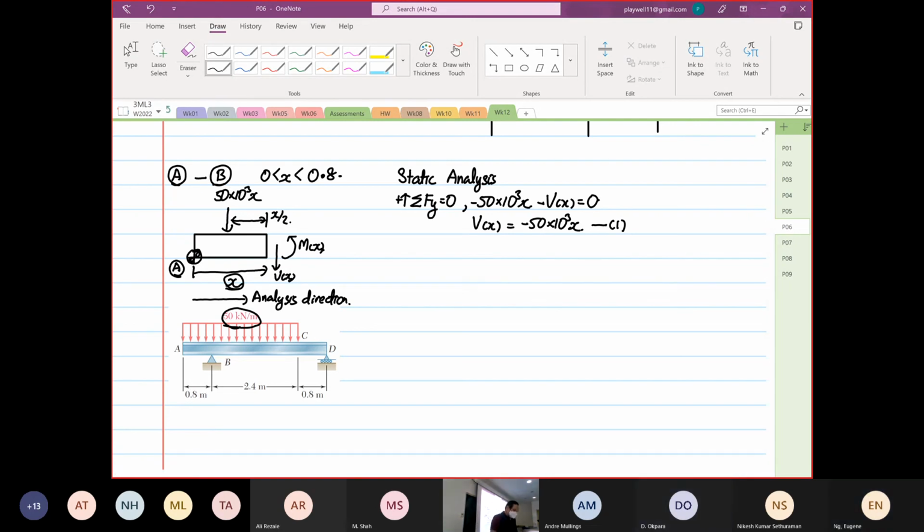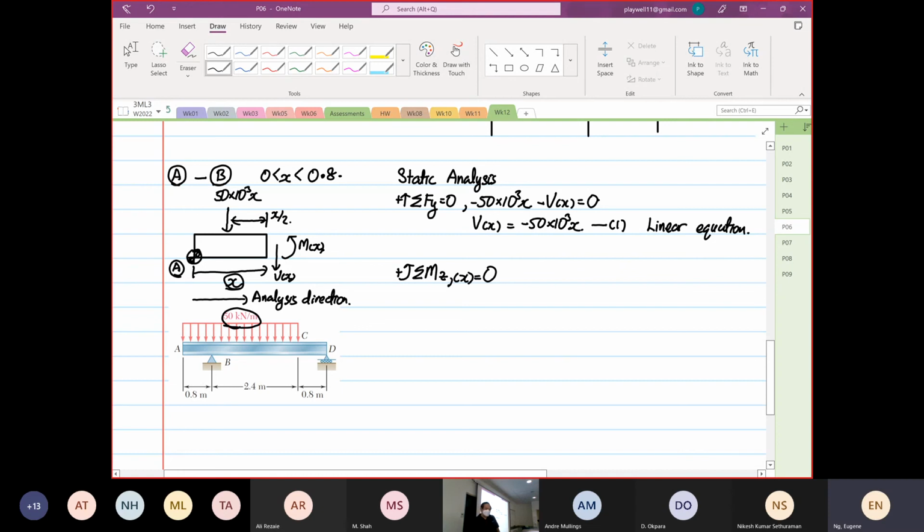Okay. Right. So we have our equation number 1. If you look at equation number 1, it is a linear equation. Gradient is equal to minus 50 times 10 to the power 3, the y-intercept is equal to 0. Okay, and then the next one, we are going to do the moment about the z-axis anywhere at point x is equal to 0.